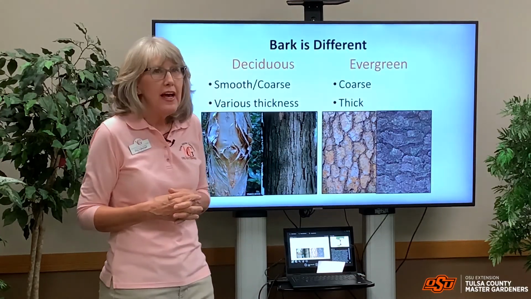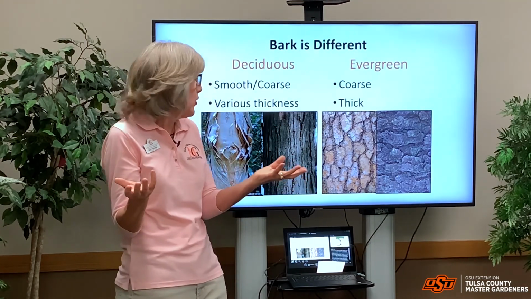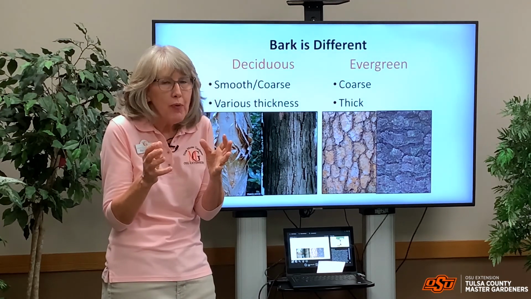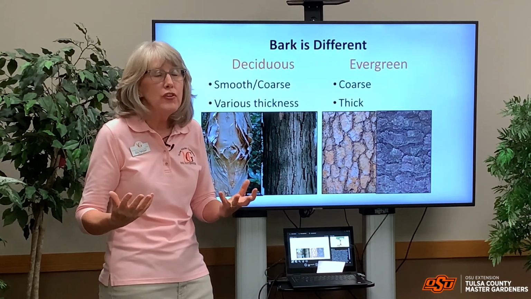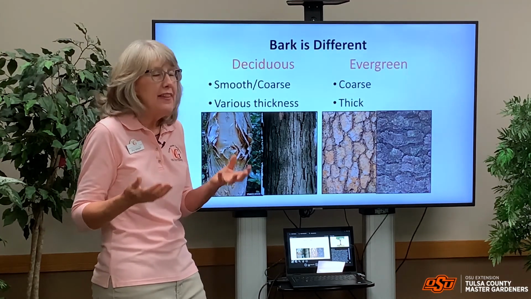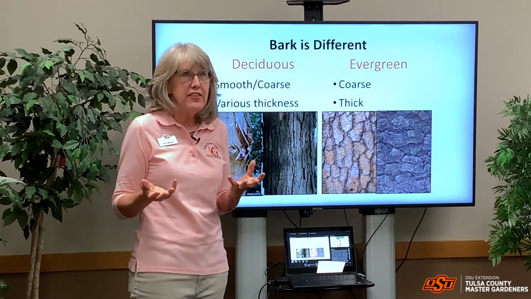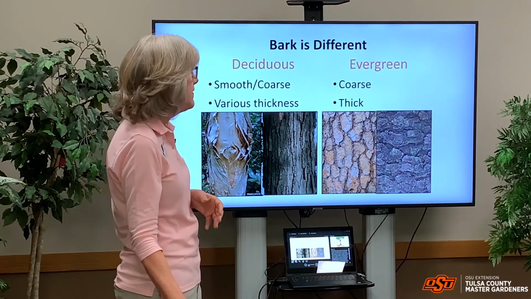An evergreen has a softwood, and so it has a coarse bark and a thick bark, and that's to help it stay alive during the winter months. It has resin in the sap, and that resin is like an antifreeze for the tree to protect it during the winter months.